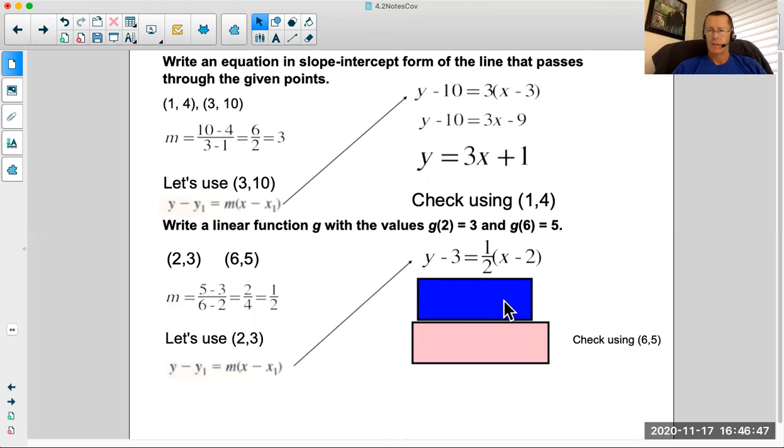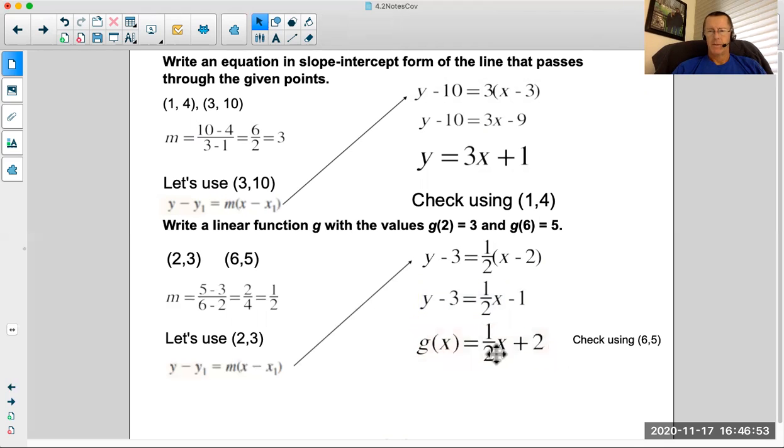So it's a linear function, which again means slope-intercept form. I distributed, and then I'm going to add 3 and just put g of x instead of y. Okay. And let's check using the other point, (6, 5). So if I put a 5 in here, I'm going to have 5 equals, what's half of 6?